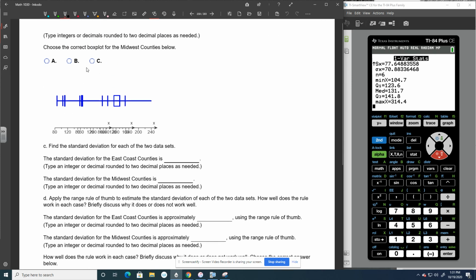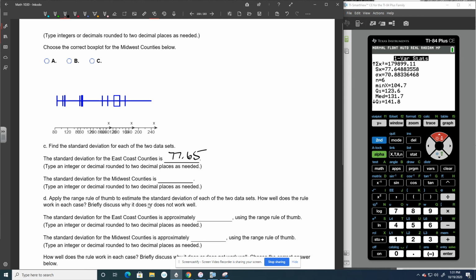Now, as far as the last part of the question, it wants to know to find the standard deviation for both sets. You go back to your 1-bar stats, and your standard deviation is right here. That SX, that's your standard deviation. So I would say 77.65 is my standard deviation. You can find it for the other data set.